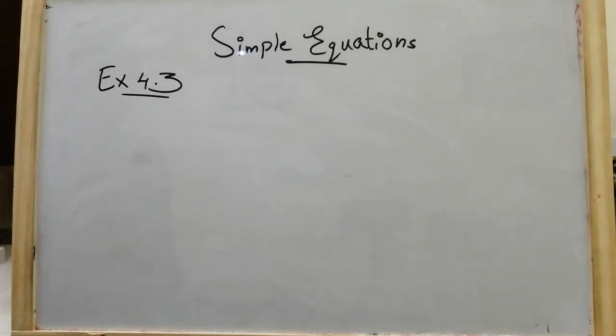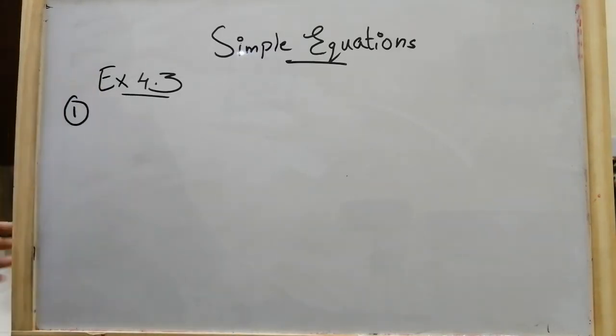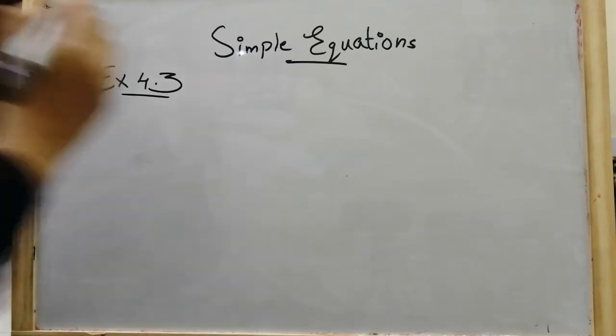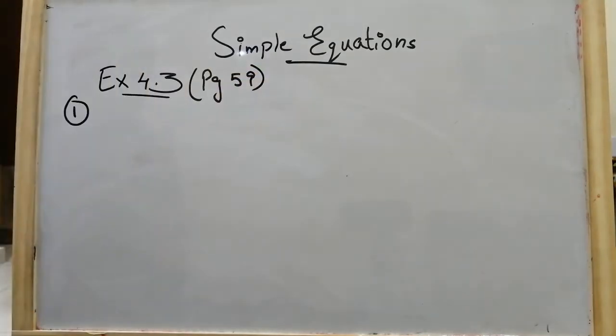So in this video I'm going to continue with the chapter Simple Equations part 3. We are going to continue with the exercise 4.3. So let's begin. Exercise 4.3, question number 1. You can look in your textbook, it will be on page number 59. Page 59. Please keep your textbooks open so that you can check when I read.